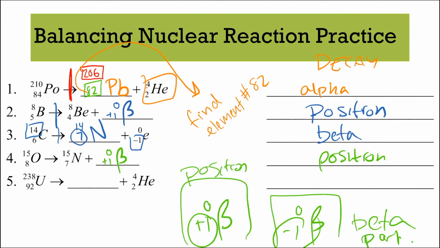And then lastly, number 5, the top number missing in our mystery particle is 234. And again, we know that because something plus 4 has to give us 238. And then our bottom number is 90. In order to figure out what element that is, what is element number 90? And that is Th, which is thorium. And that's it. And this is another example of alpha decay.